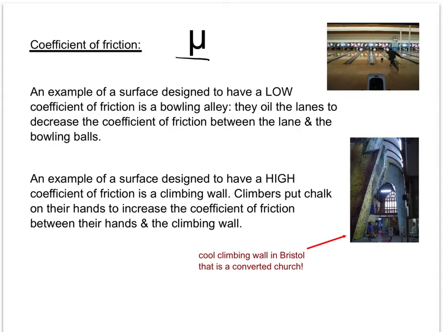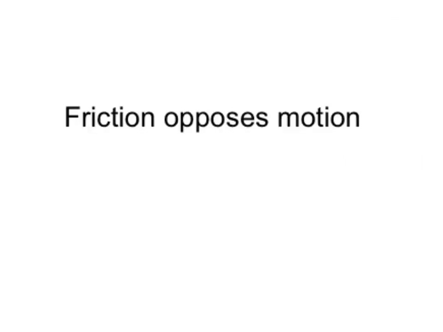An example of a surface designed to have a high coefficient of friction is a climbing wall, because you want to grip onto these bits. Climbers also put chalk on their hands to increase the coefficient of friction between their hands and the climbing wall. And here I've put a nice picture of a climbing wall in Bristol that used to be a church.